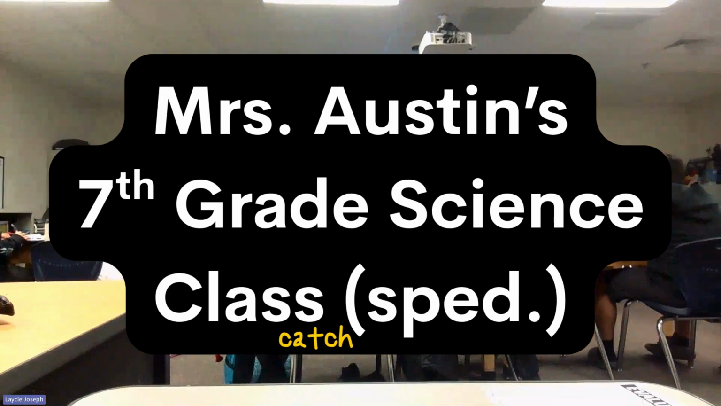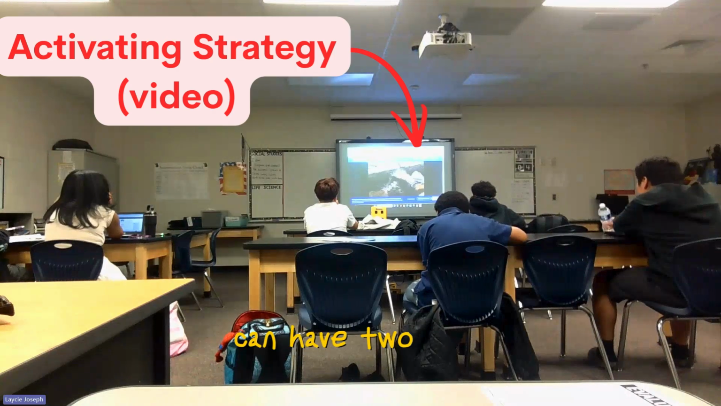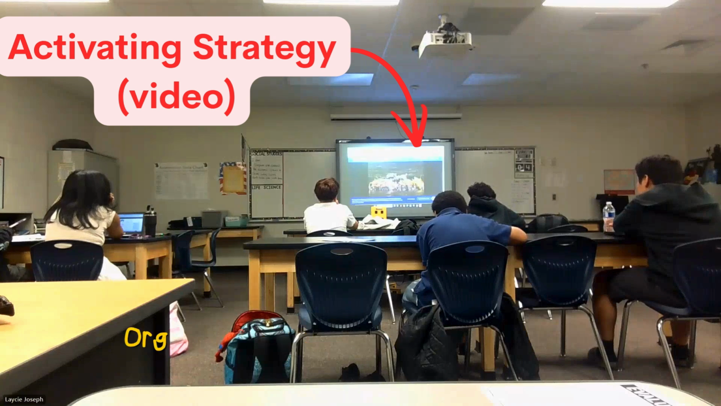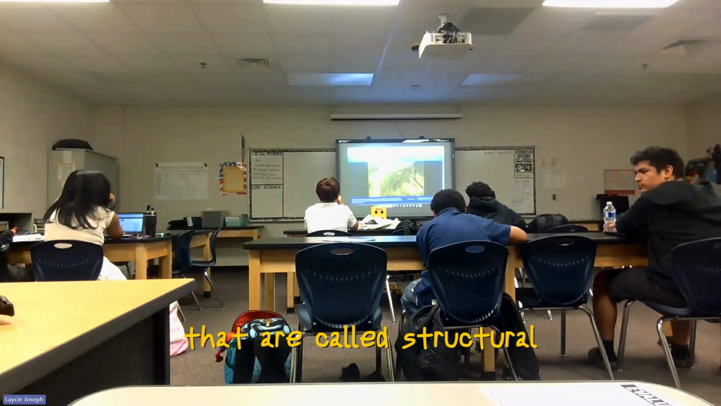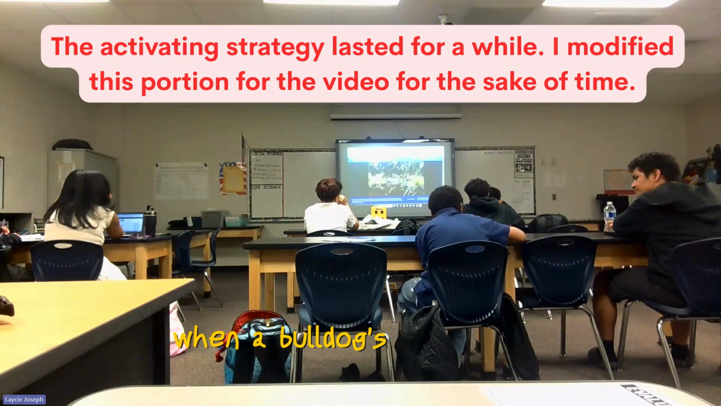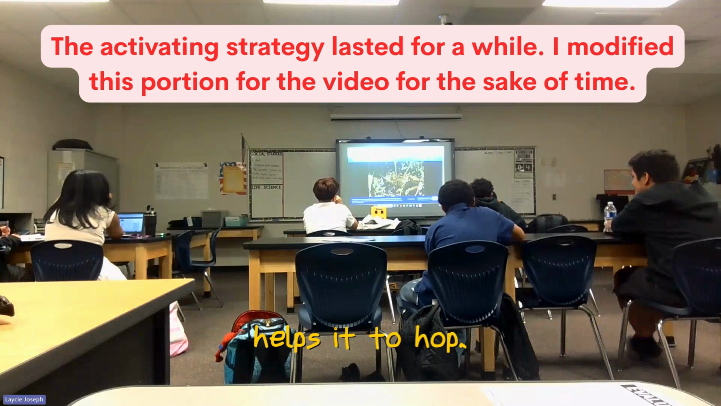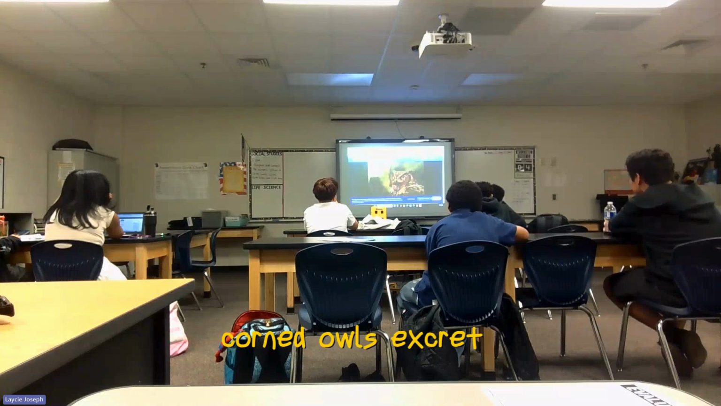Sleep better, catch prey, find food, and survive harsh weather. Living things can have two kinds of adaptations. Organisms' physical adaptations to their environments are called structural adaptations. For example, the bullfrog's camouflage helps it hide, and its strong leg muscles make it a great jumper. The great horned owl. Hanging over there.